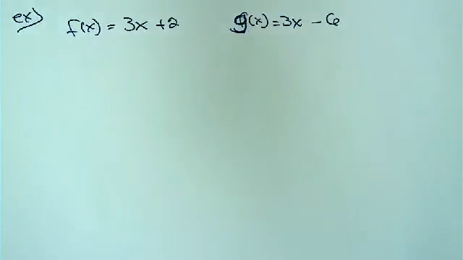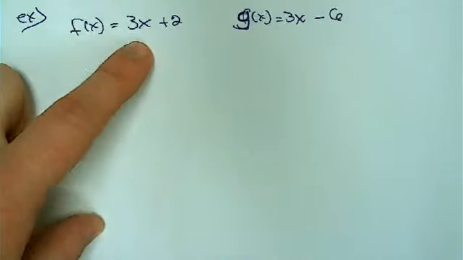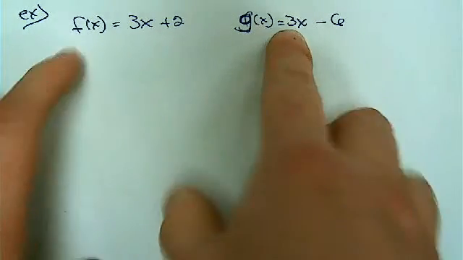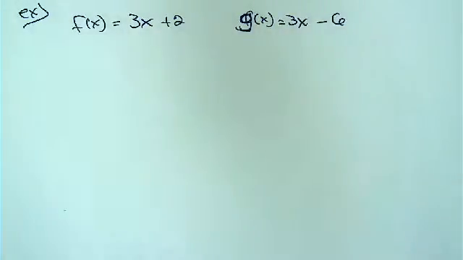All right, guys. So when I look at these two graphs, here's a function: f of x equals 3x plus 2. g of x is 3x minus 6. What's different between them? What changed? The b. The b's.